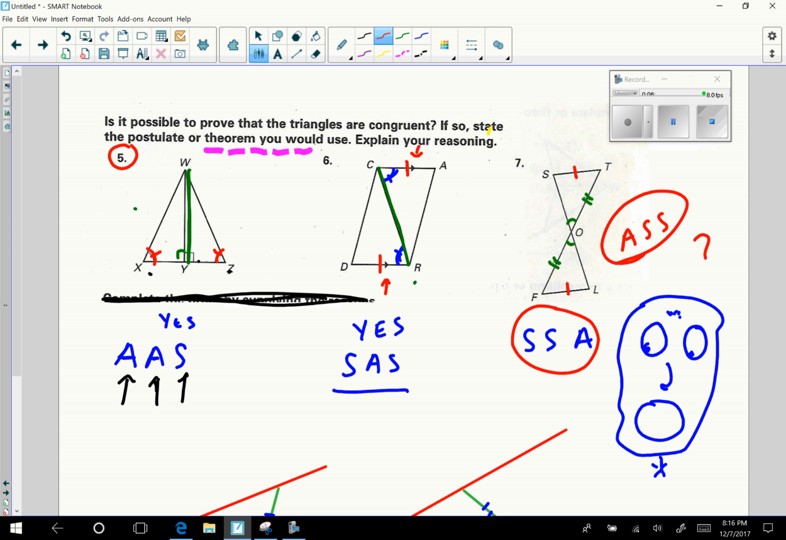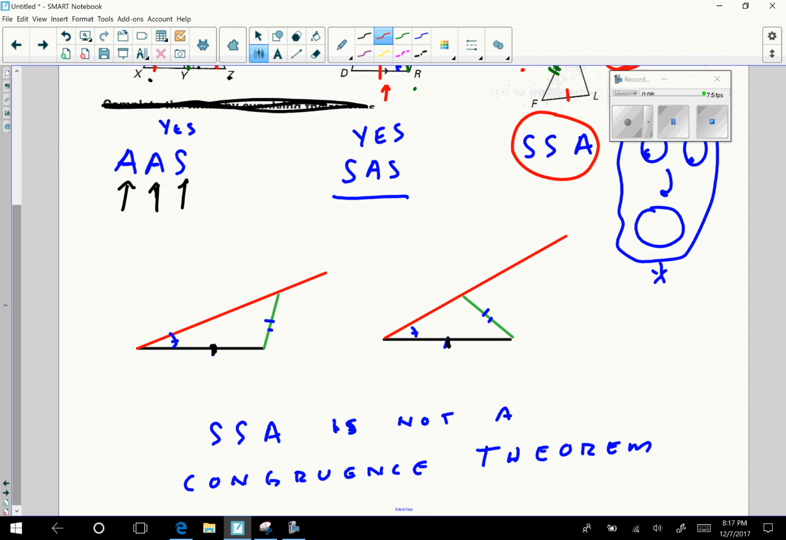And we want to know, why is this not a congruence theorem? And here's why. I've created a diagram here where these two segments are congruent. This segment is indeed congruent to this segment. These angles are indeed congruent to one another.